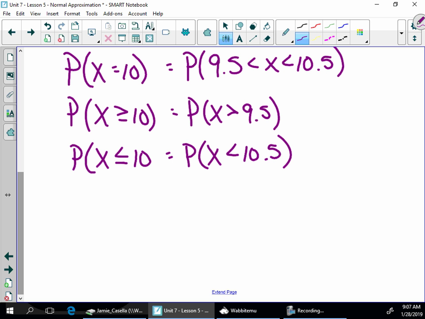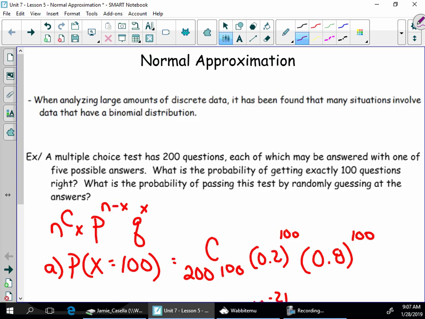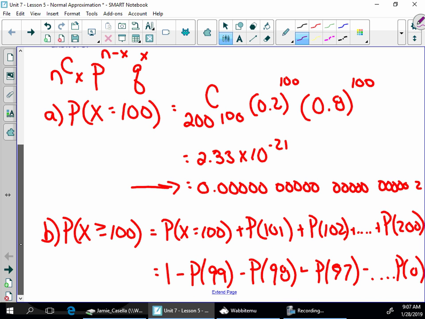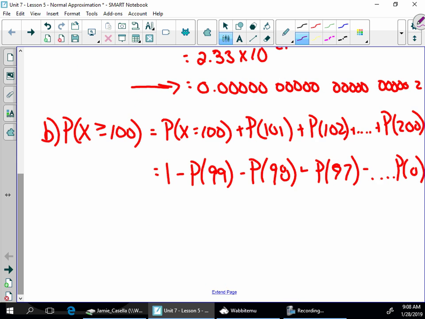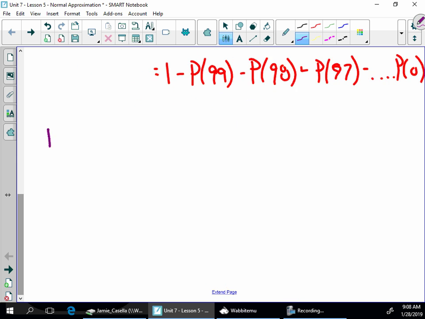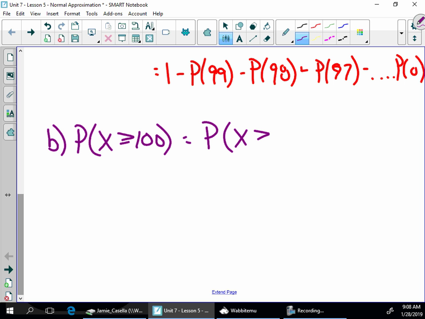Okay, so if I go back to that question again, this big, long, crazy question, I don't want to do all these different cases. How can I do this with my new technique? Well, I want to get at least 100 right. So for a continuity correction, I want to get at least 99.5 questions right. I can't get 99.5. I can get 100 or 99 or 98, whole numbers right. But if I go to 99.5, the only whole numbers I'm including are 100 and above.